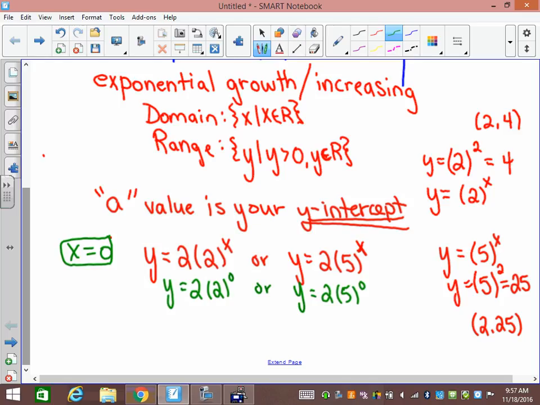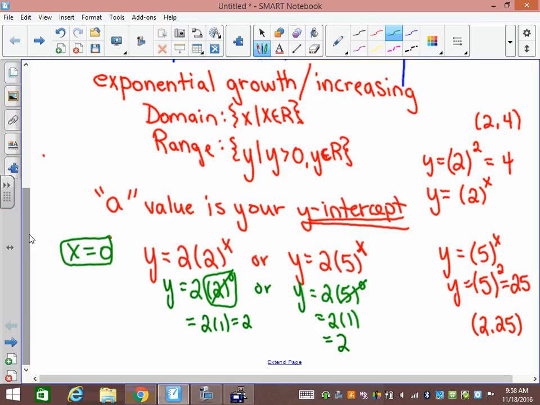Do I times these together and then raise it to the 0? No, this is only attached to this. Okay? So 2 to the 0 is 1. So that's why I get 2 times 1, which is 2. 5 to the 0 is also 1. So 2 times 1, which is 2. So as long as you just have the basic y equals a b to the x function, which is the only one you get, it's even on your formula sheet, a will always be your y-intercept, because when you plug in a 0, it goes away.